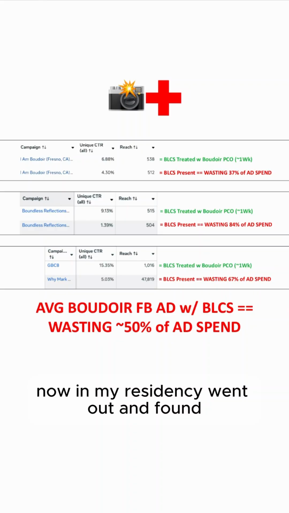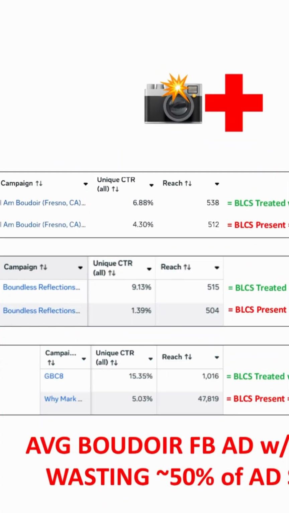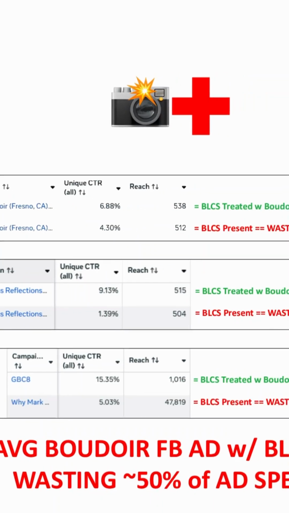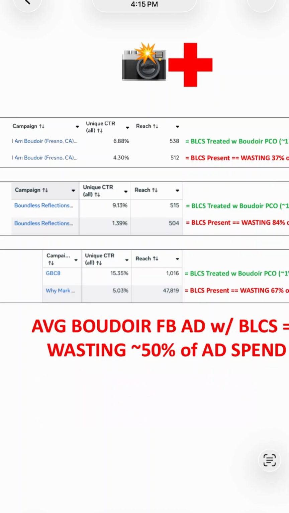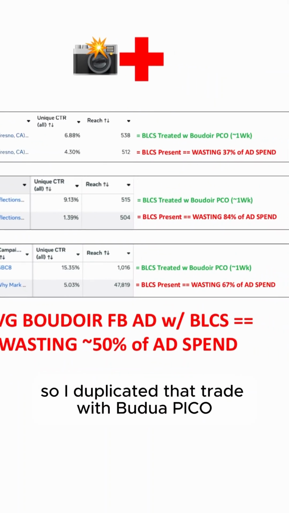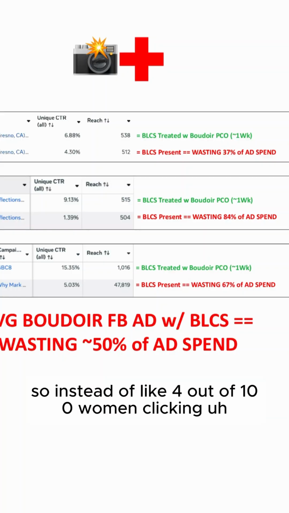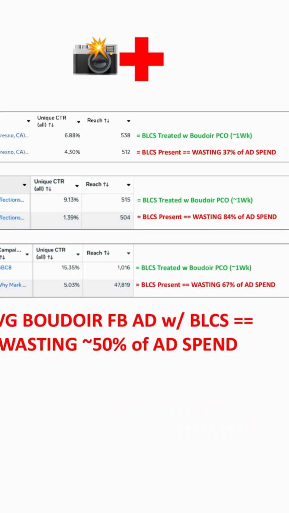Now, in my residency, I went out and found some Boudoir Facebook ads out there in the wild. The first one I tested, the unique CTR all was 4.3%. So we know that's under 6%, so we know that BLCS is present. So I duplicated that, treated with Boudoir Pico, took about a week, got the unique CTR all up to 6.88%. So way better. So instead of like 4 out of 100 women clicking somewhere in the ad, we got it up to approximately 7 out of 100 women.